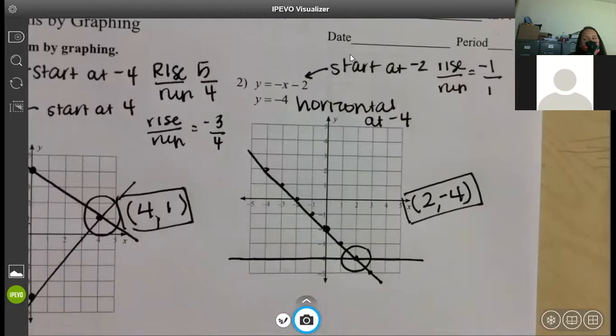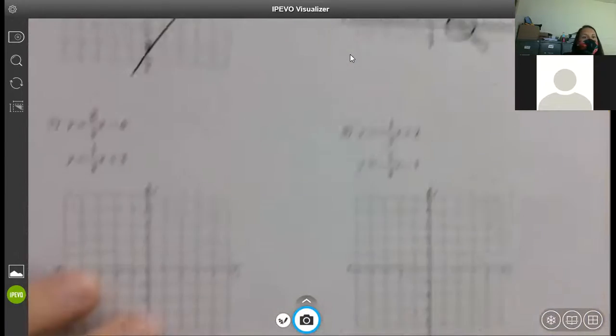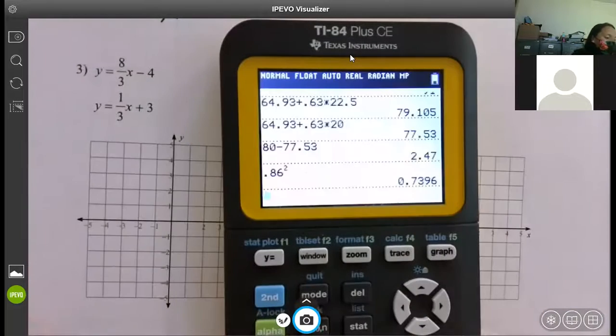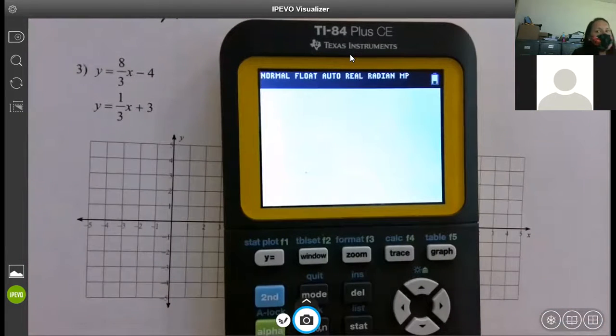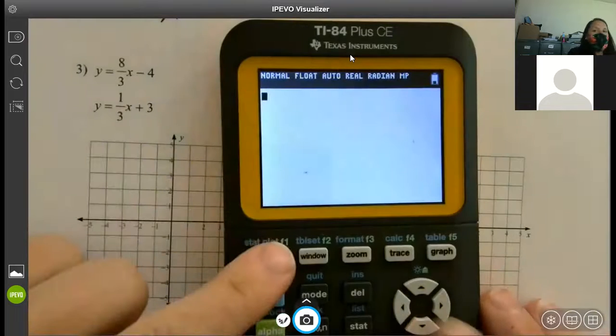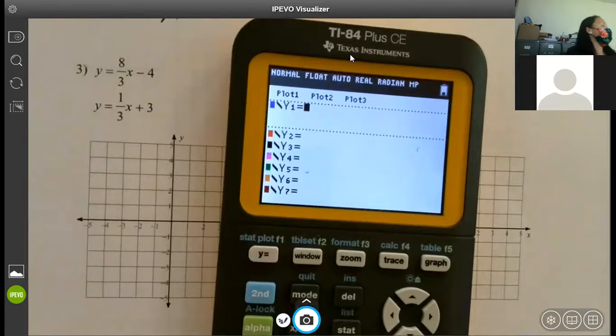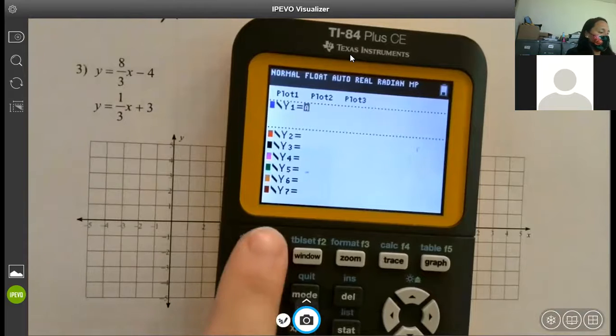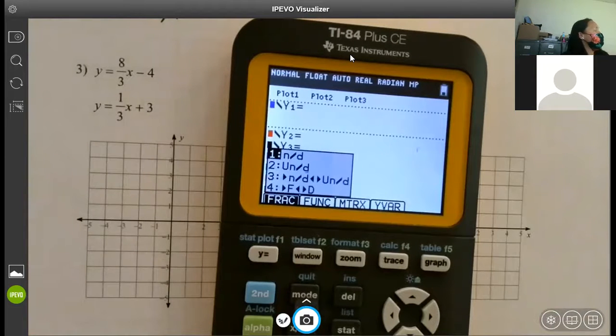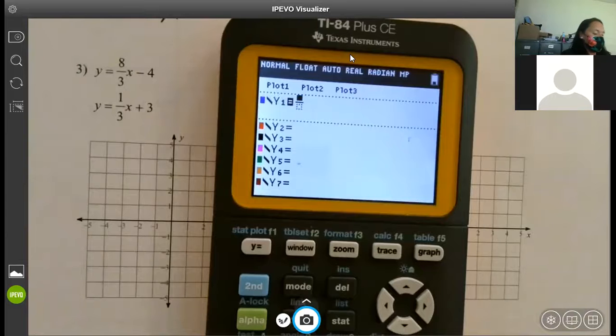All right, so I'm going to show you on your calculator. We're going to turn our calculator on. We're going to go into y equals. If there's anything in there, just clear it out. And we're going to put in this equation. Here's how you put a fraction in: Alpha, the green key, y equals. And it'll give you the fraction bar. So I'm putting in 8/3. I'm going to move over and put the x -4. Is everybody good?